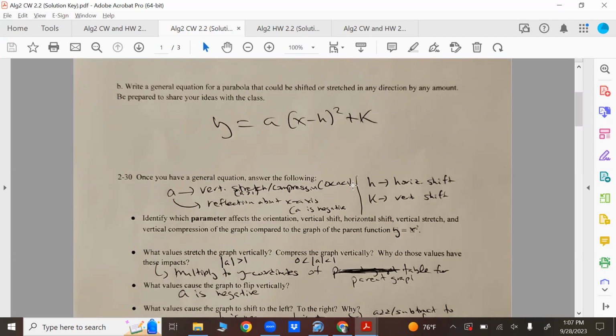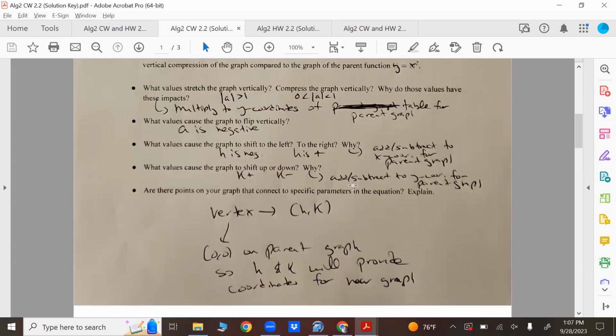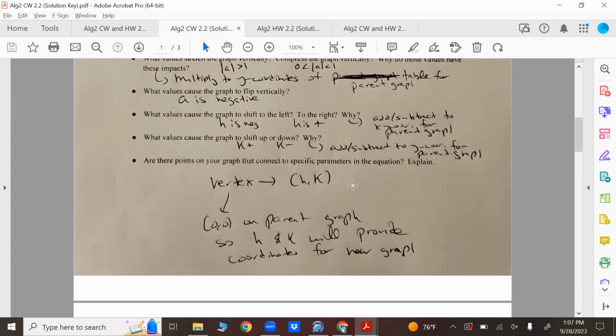H is the horizontal shift, K is the vertical shift. So we're going up or down, that's K, that's on the outside. We're going left to right, that's H, is on the inside. So that's what's happening there. And the vertex is actually identifiable. The vertex is H and K for the X and Y coordinates of the vertex, respectively.